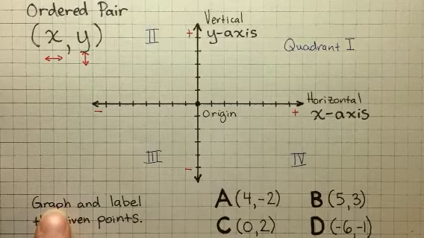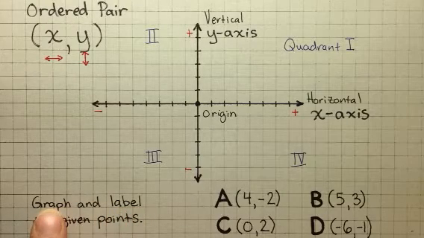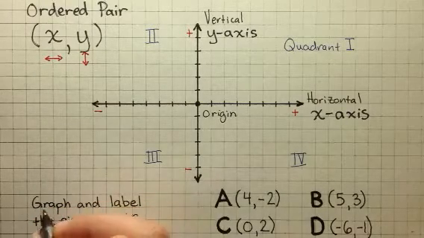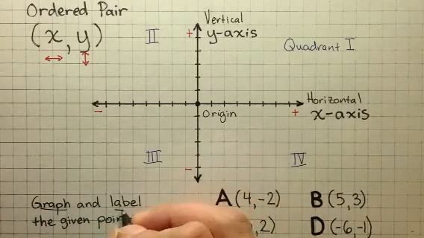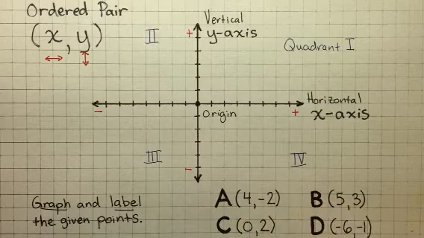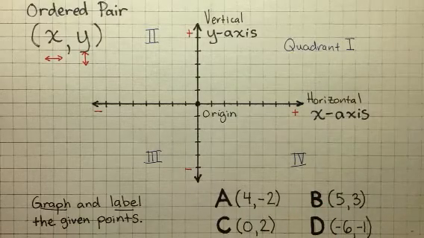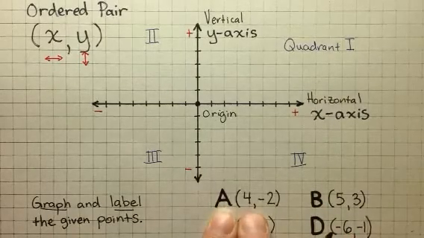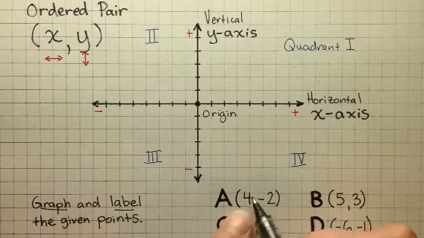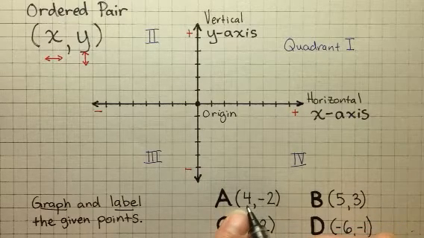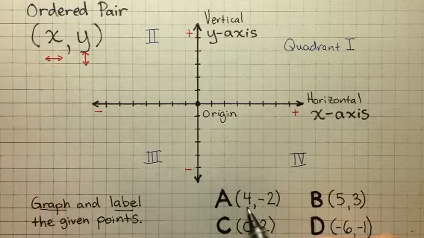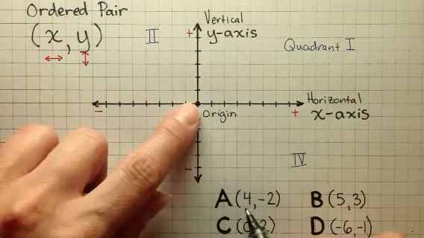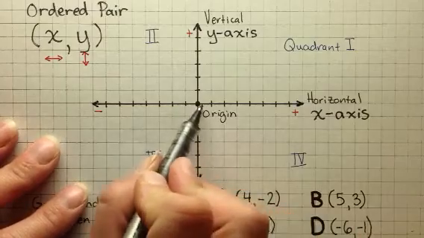The directions say to graph and label. Graph means put that point in your coordinate plane, and label means you're going to give it a name, usually named by a letter, actually always named by a letter. Let's do the first point, point A. Remember, the first number is your x number. That's your x direction, left or right. We do this by always starting at the origin. So we're going to put our pencil point on the origin.